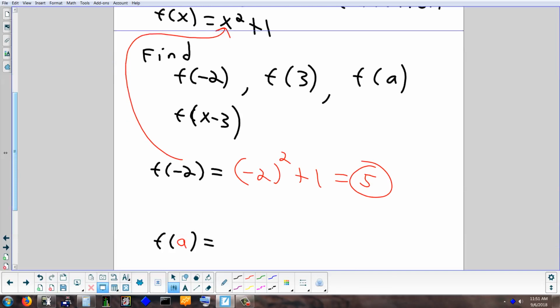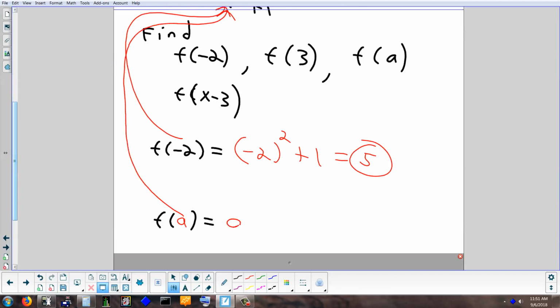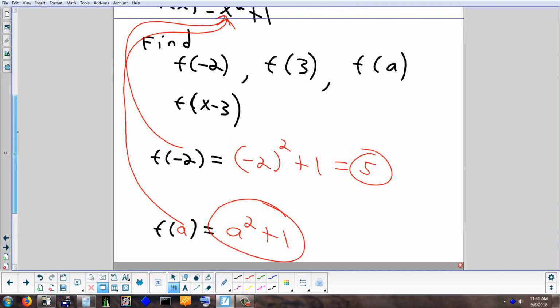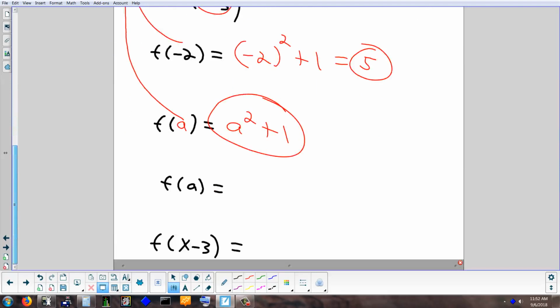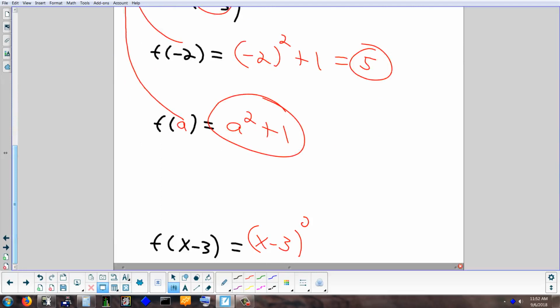What am I plugging into my function now? A variable. Plugging in an a. So literally, plug in an a, and there's not really anything you're going to be able to do. A squared plus 1. That's the answer. Okay, and I'm going to do the last one, x minus 3. So now you're taking x minus 3 and plugging it in for x. So you've got x minus 3 squared plus 1.